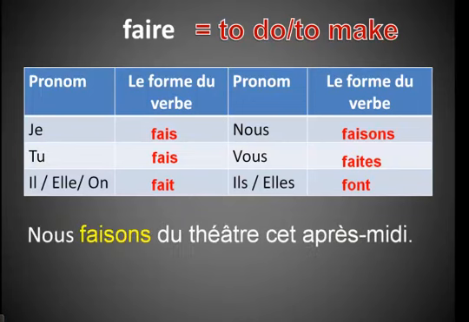So a couple examples. Remember, we had the expression faire du théâtre, to say to do theater. So nous faisons du théâtre cet après-midi. We're doing theater this afternoon. Or je fais le dîner ce soir. Here's an example of making something. I'm making dinner this evening. So remember, we'll use faire in expressions to talk about things that we're doing or to say things that we're making.